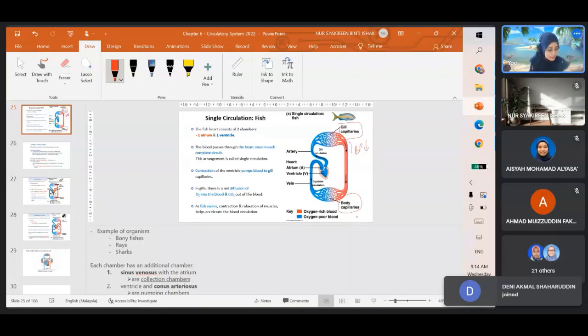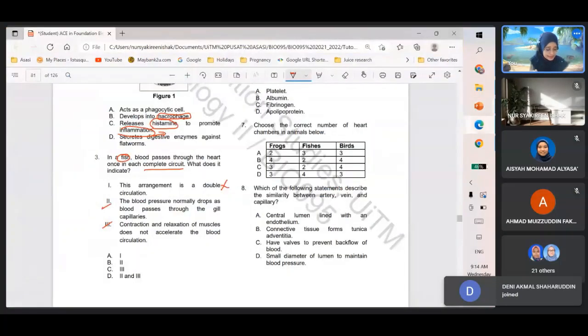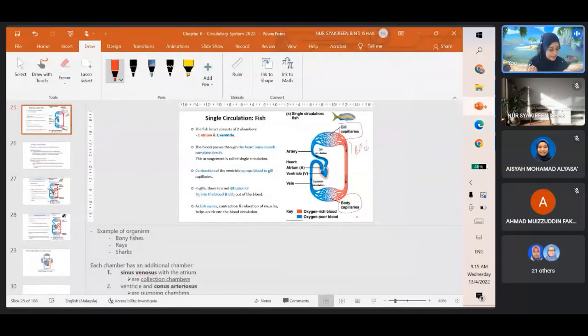So kalau kat situ kita tengok untuk statement yang ketiga, ini betul lah kan, blood pressure normally drops. Ni betul, as blood passes through the gills capillaries. Third, contraction and relaxation of muscle does not accelerate blood circulation. Ini salah ya. Sebab apa? Bila darah ikan tu dia nak pergi dekat blood capillaries, obviously blood pressure and blood velocity will be reduced.